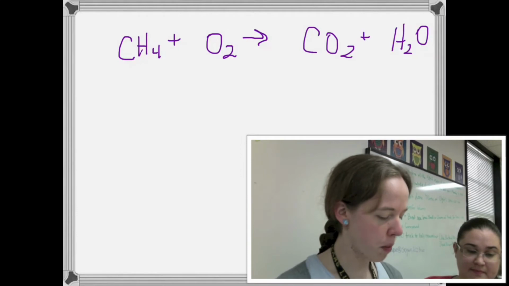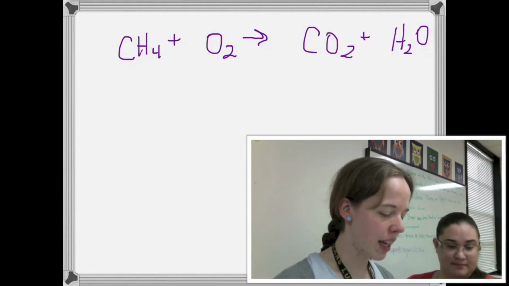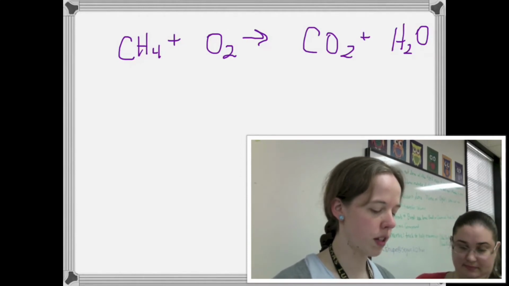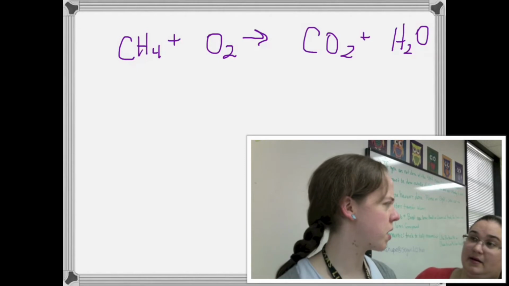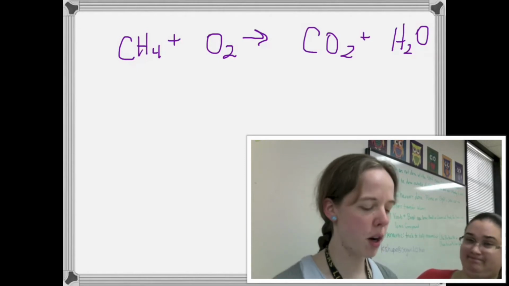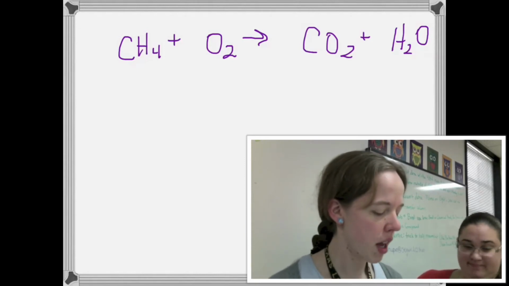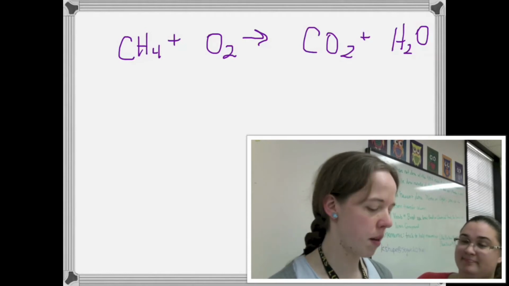So our first guided practice problem, we are looking at methane, which is CH4, reacting with oxygen to give us CO2 and H2O. This, by the way, is a combustion reaction. What does combustion mean? Burning! We are setting things on fire. And so it's still going to balance the same way.